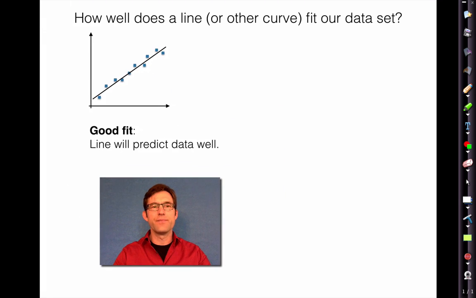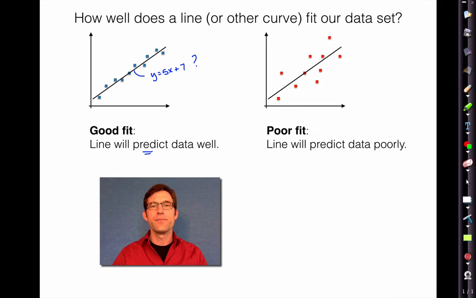Because we could have a good fit. We could have a line that matches the data quite well, in which case the equation of the line would predict what's going on with the data well, whatever it is, y equals 5x plus 7, I don't know, right? That thing would predict that data well. On the other hand, you can also get poor fits, right? So now that line won't predict the data very well, right? If I go to some x value here, then this is what the line's going to predict, but that's the actual output, right?